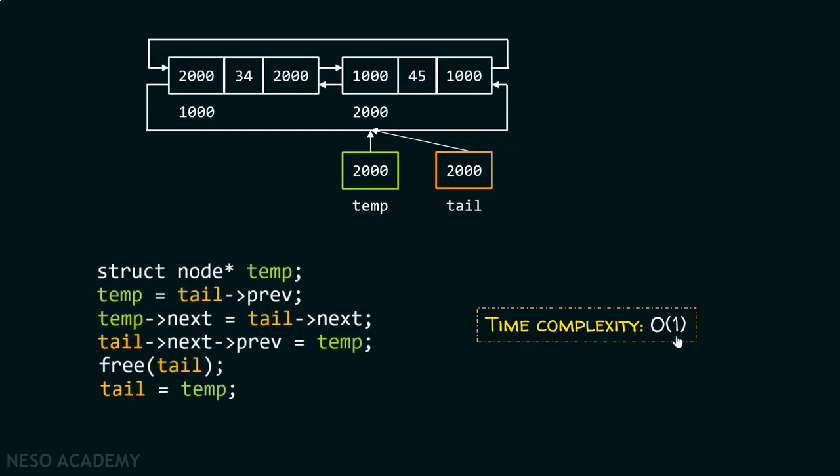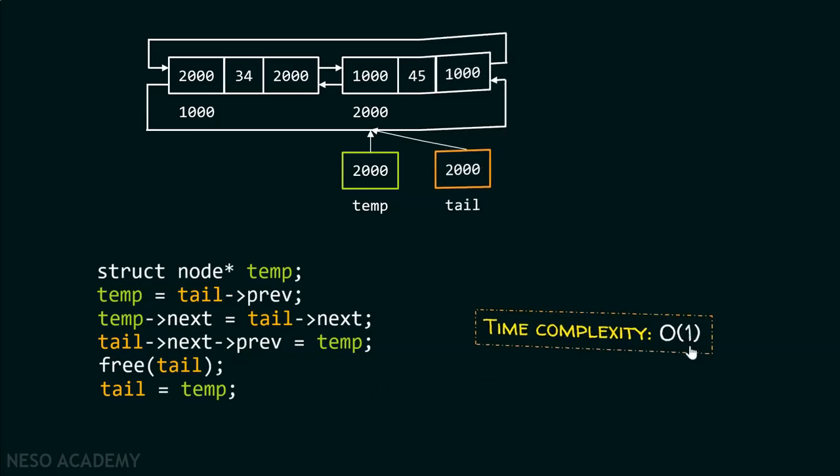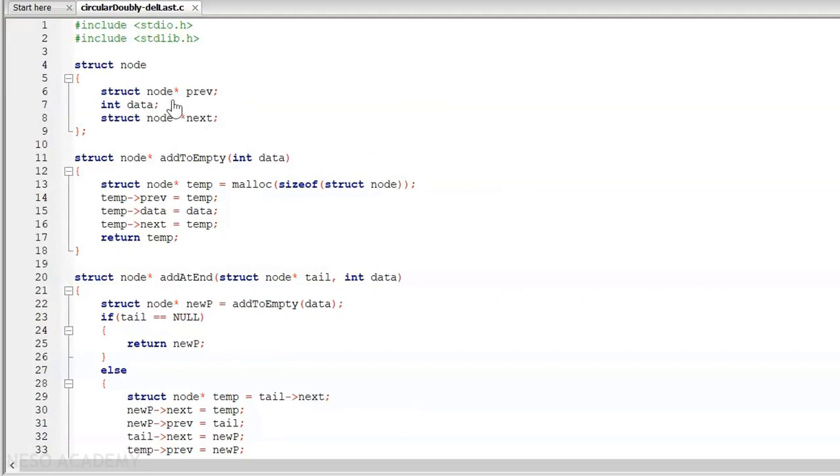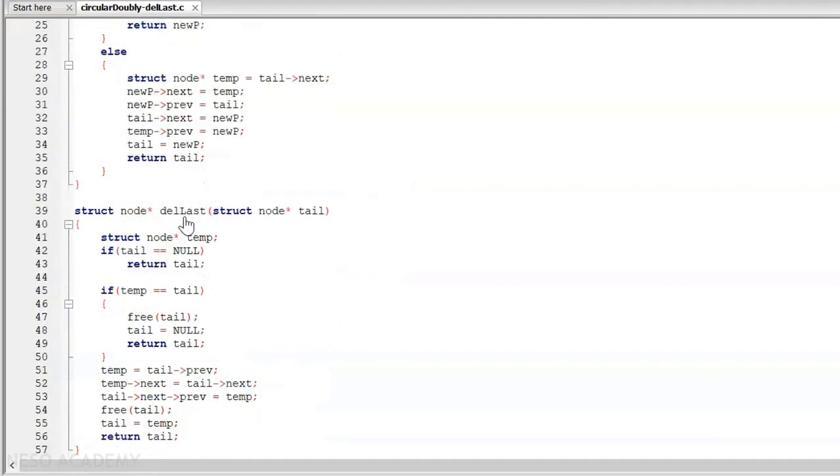Now let me just show the complete code in code blocks. So here is the complete code for deleting the last node of the list. Here we have struct node, we have add to empty function, add at end function. These two functions are required for creating the list. After this, we have del last function. It just needs tail pointer.